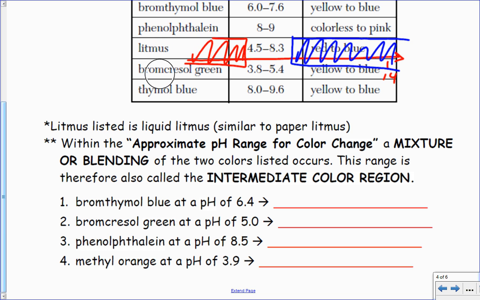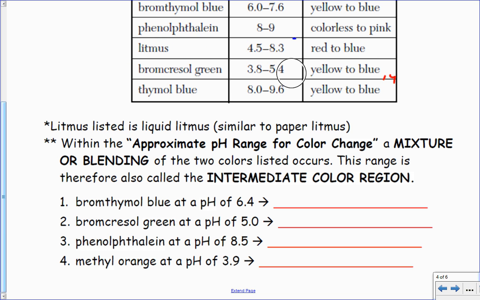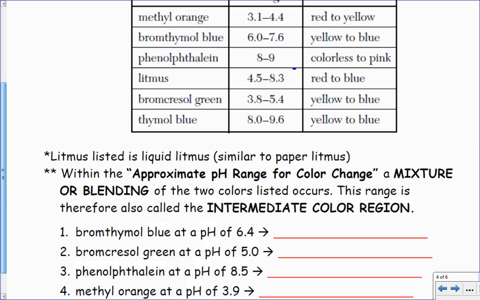So let me erase. And now, bromothymol blue. It says at a pH of 6.4. Let me look at bromothymol blue. 6.4 is in between yellow and blue, right in the middle. Mix yellow and blue together, I'm going to get green. Okay. Bromocresol green, that's here. It says at a pH of 5, that's right in between yellow and blue, again, so it's going to be a green of some color.